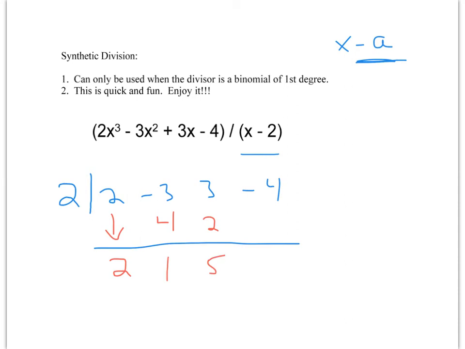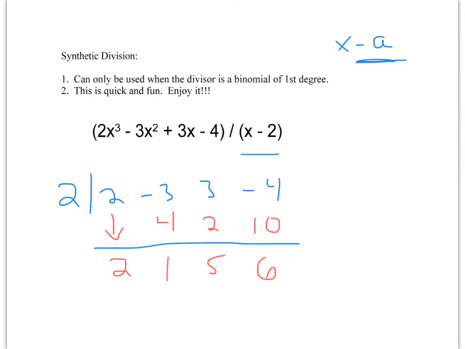2 times 5 is 10. That goes here. I'm going to add, and it looks like I'm done. Because my final term now is not 0, I do have a remainder. This is my remainder term, my constant term, x to the 0. This is x to the first, x to the second, etc.